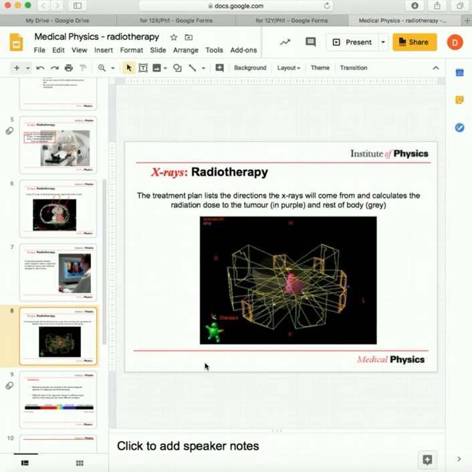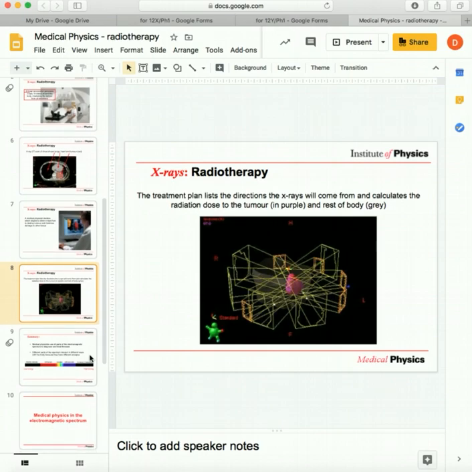You're using gamma because it is the most penetrating and the least ionizing. You're using a rotating source so that you're giving the healthy tissue the smallest possible dose whilst giving the tumor the biggest possible dose at the same time. And so you're killing the tumor because the tumor is more susceptible than the healthy tissue. So that's that then.